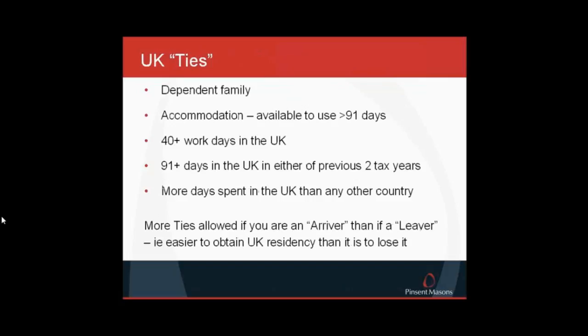The first is that you've got dependent family who live in the UK, i.e. a spouse, children, that sort of thing. The second is whether you have accommodation which is made available for your use for more than 91 days in that year. The third tie is if you spend more than 40 days working in the UK. The fourth tie is if you spent 91 or more days in the UK in either of the previous 2 tax years.